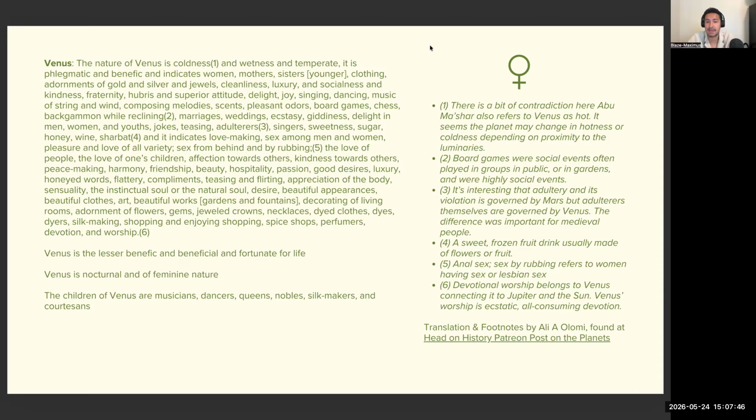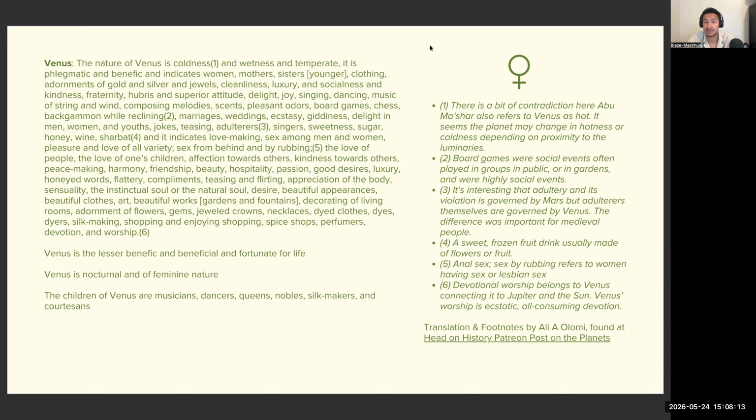reclining, which typically these were social events played in groups or in public in the gardens. And so you could do this as social events in the park, social events in the gardens, playing games in public parks, things like that. Marriages, weddings, ecstasy, giddiness, delight in men, women, and youths. It represents jokes, teasing, and adulterers.